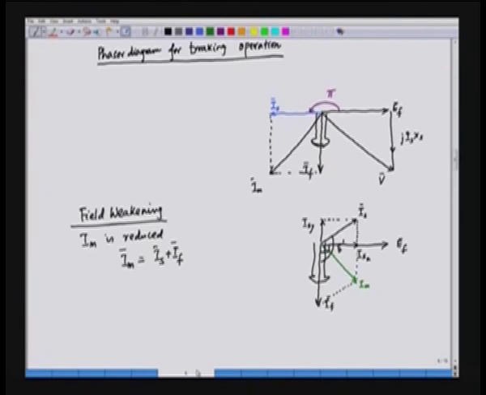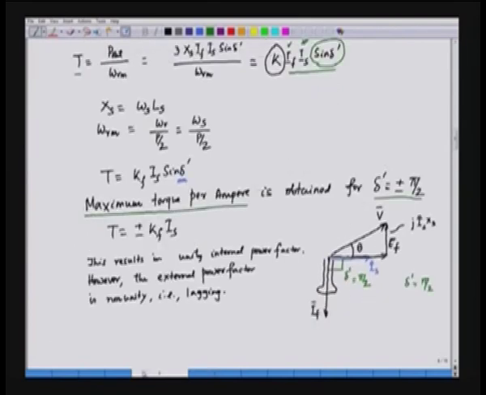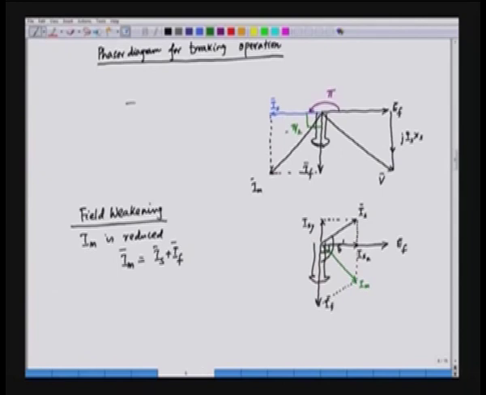When we make delta prime minus pi by 2, this is again the delta prime, and this angle is minus pi by 2, in which case Is is lagging behind If by pi by 2. So, in that case the torque will be negative, as you already seen here, T is equal to plus minus Kf into Is. So, for delta prime minus pi by 2, T is equal to minus Kf into Is. So, T in this case is minus Kf into Is, and that is for the braking operation.